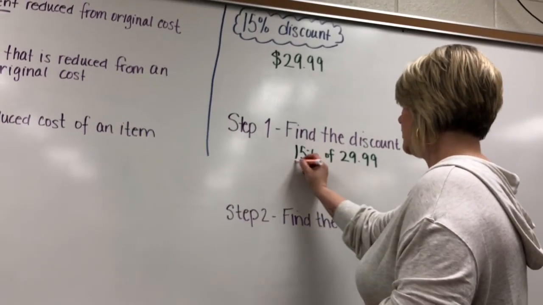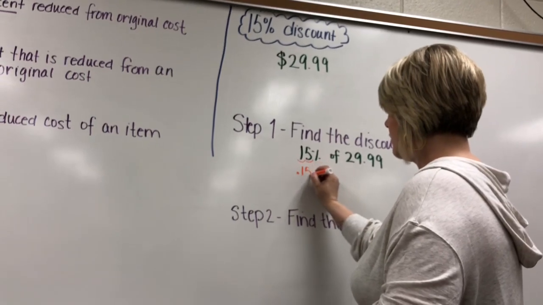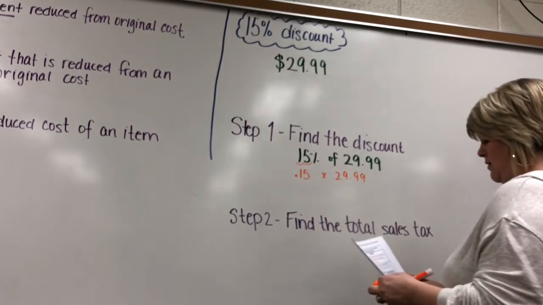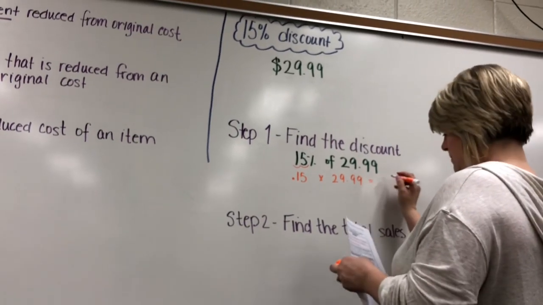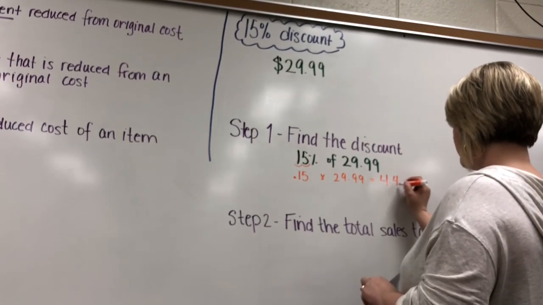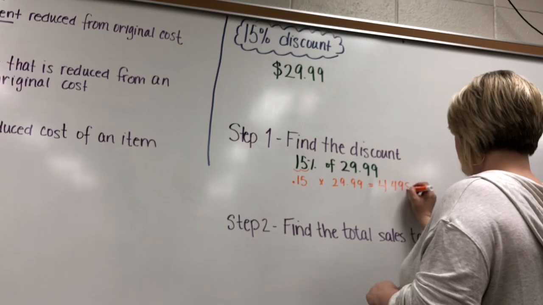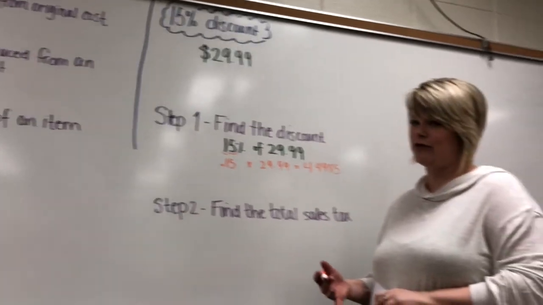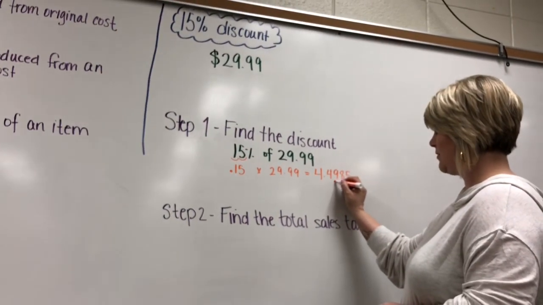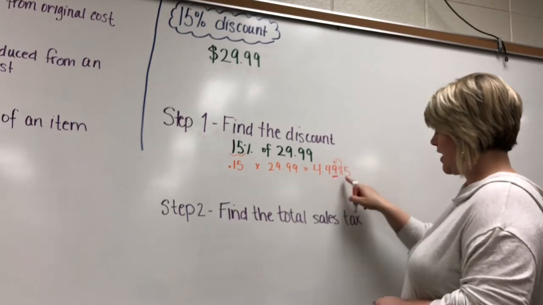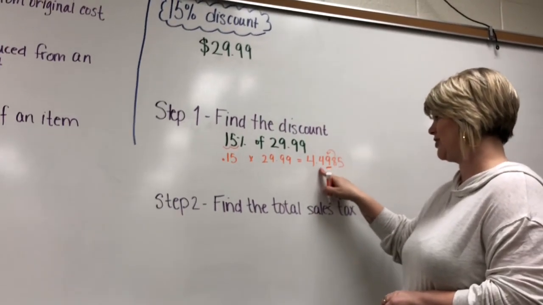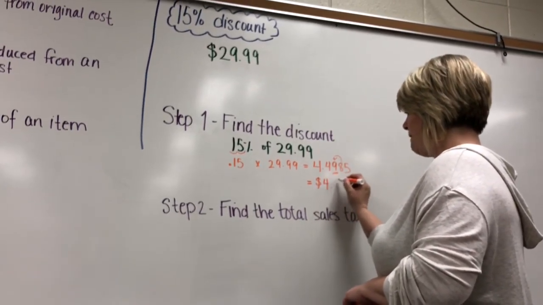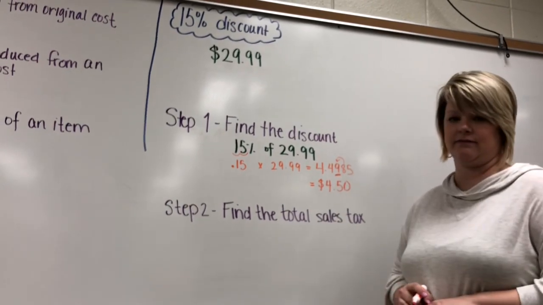So I'm going to change this into a decimal, times $29.99. And that's going to give me, I already did some math, so I'm just looking on my cheat sheet here, 4.4985. However, hopefully you remember that we're rounding to the nearest cent, which is right here. So that 8 is going to change that 9 into a 10, which changes that into a 5. So my discount would be $4.50. Not bad.